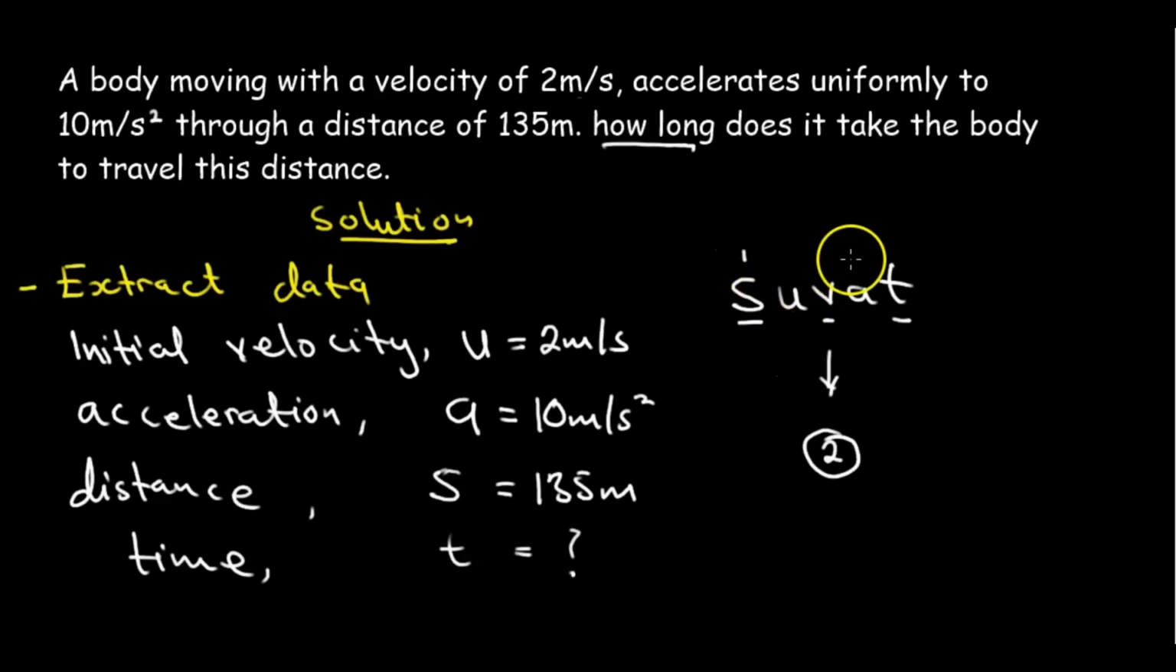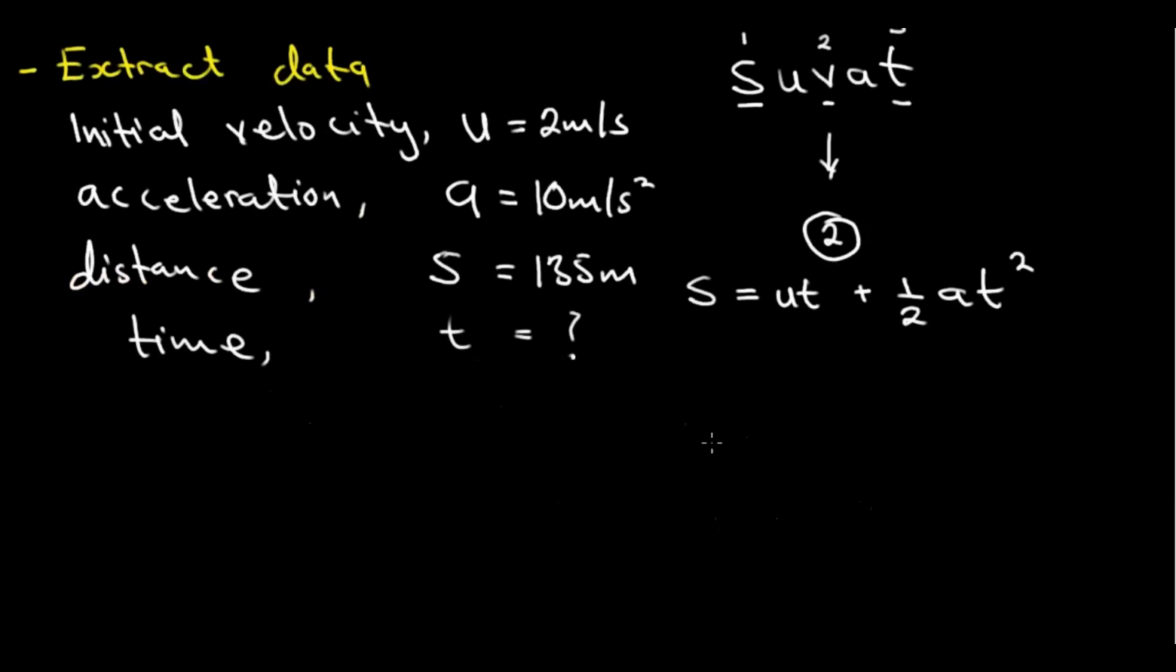Number the first one 1, the second one 2, and the third one 3. So if V is missing, we are using equation 2. So we are using S equals UT plus half AT squared. At this point, it's either I make the unknown the subject or I substitute directly. I prefer to substitute directly, so I just start my substitution.